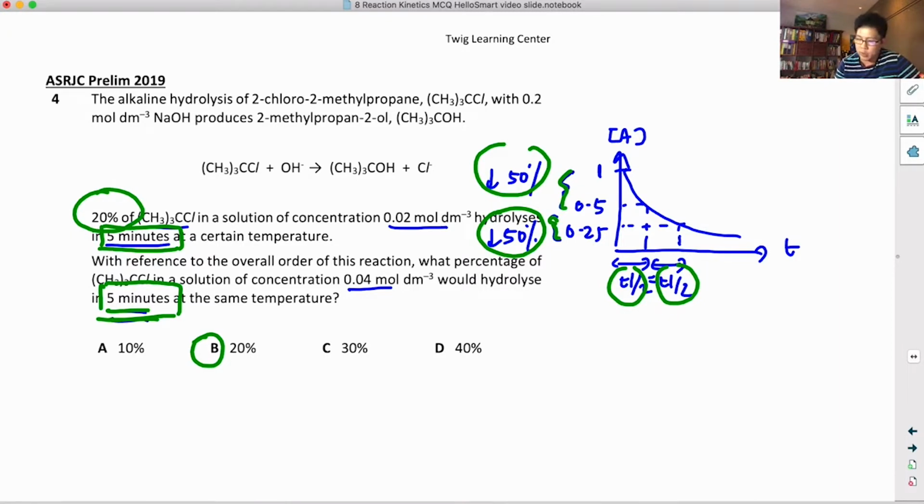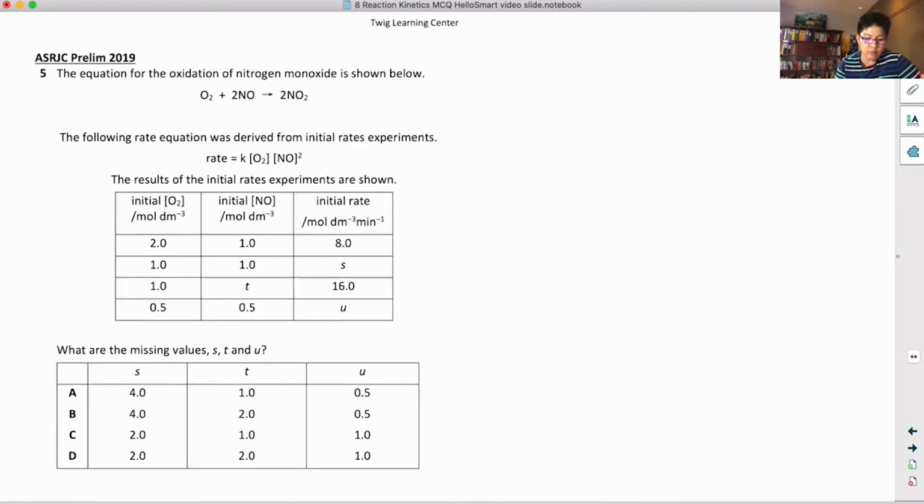Okay, let's look at the next question. Question 5. I'm going to write the rate equation again. Rate equals k [O2][NO] squared. So we already know that it is first order with respect to O2 and second order with respect to NO. Okay, so let's try to do the first one. I'm going to call this 1, 2, 3, 4.